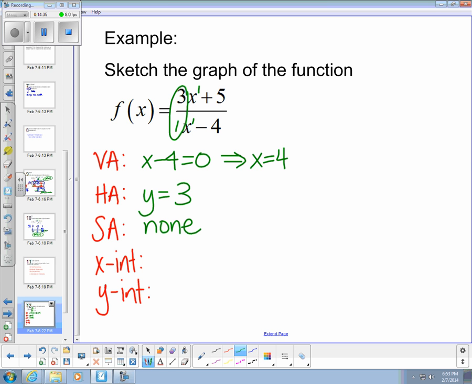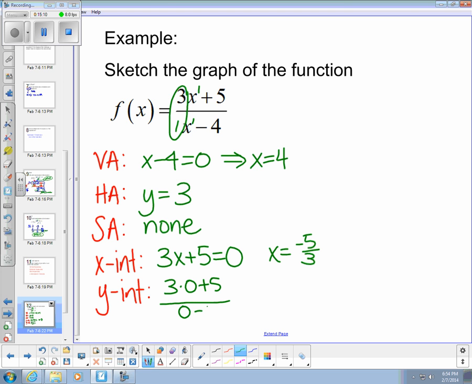For x-intercepts, the x-intercept is when your y equals 0, but on a fraction, that means the numerator has to equal 0, because if you have 0 over anything, you still get 0. So 3x plus 5 equals 0, and we solve for x and get x equals negative 5/3. On our graph, that will be the point (-5/3, 0). For y-intercepts, we let x be 0. So 3 times 0 plus 5 over 0 minus 4 gives me 5 over -4 for the y-intercept.